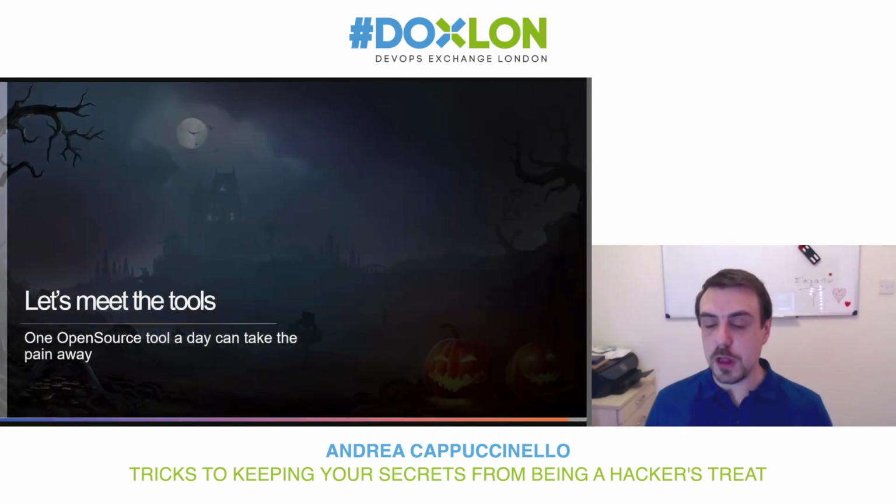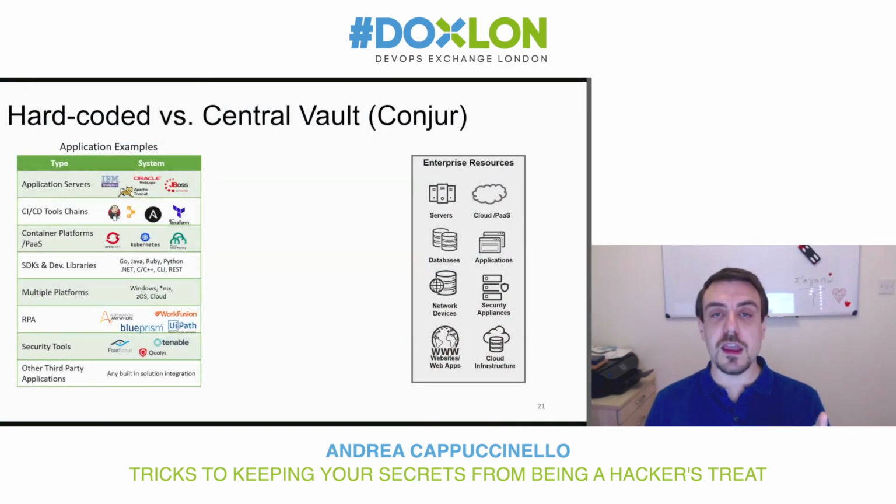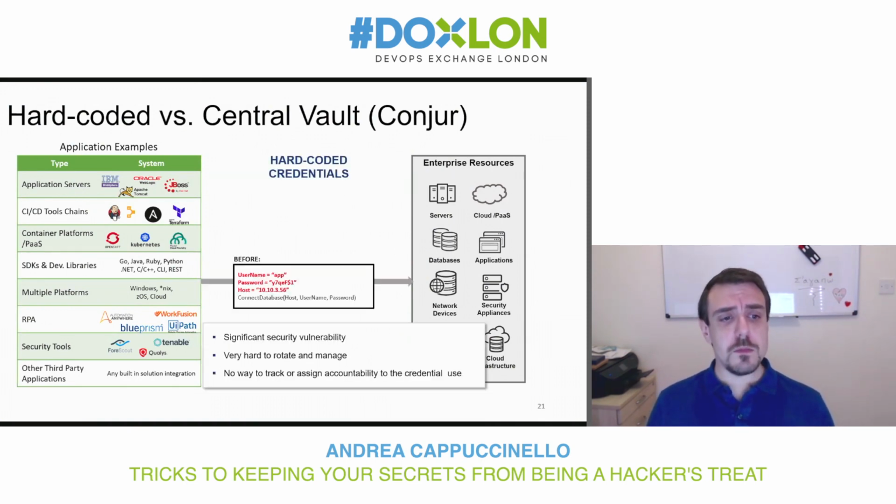Just very quickly, because we're running out of time, a quick overview of the tools that we have available and that you can freely download because they are open source. First of all, let's have a look at what hard-coded credential means and what is the different approach using a central vault, aka Conjur. So basically, this is the initial approach. We have hard-coded credentials that we use throughout our application examples to connect to our targets, and these targets can be any type of enterprise resource, really.